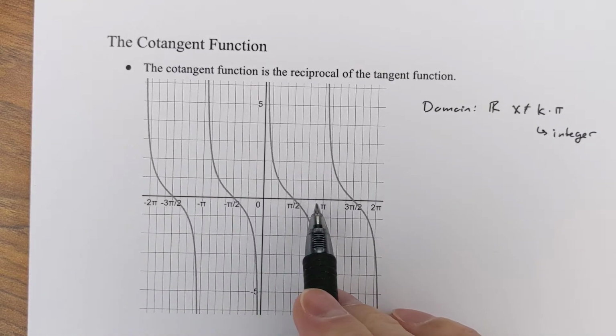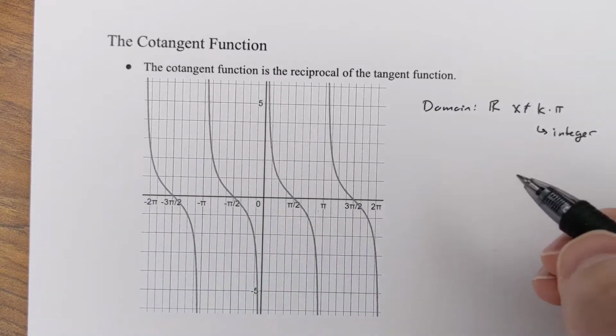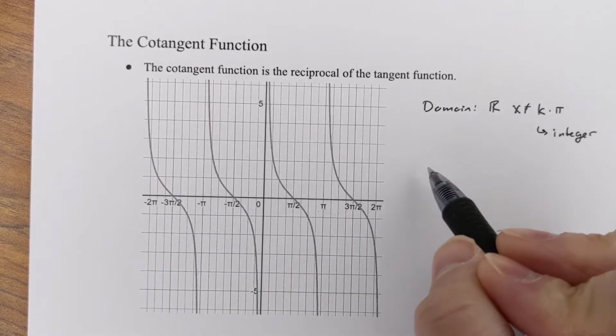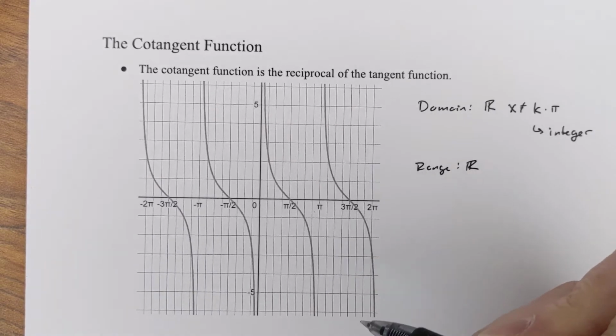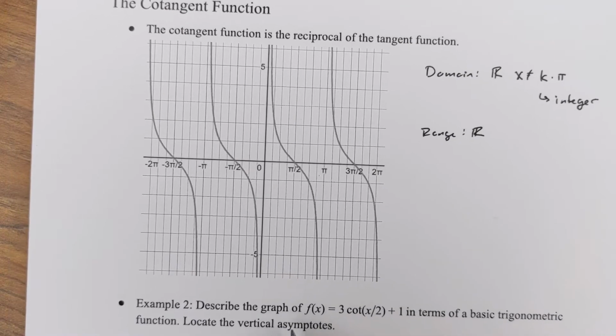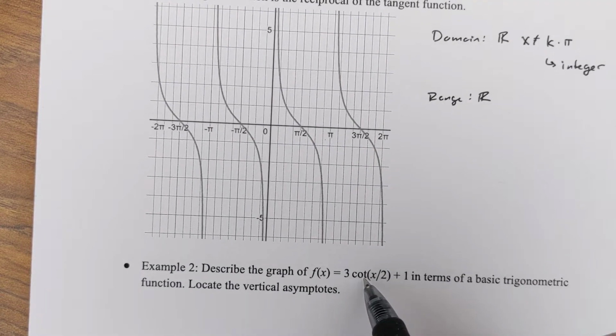So 0 doesn't work, 1 doesn't work, 2 doesn't work, 3 doesn't work, 4, and so on, -1, -2, and so on. The range would be all reals once again. The graph runs top to bottom. All right, so describe the graph of this in terms of a basic trig function. So this is based off the cotangent function.